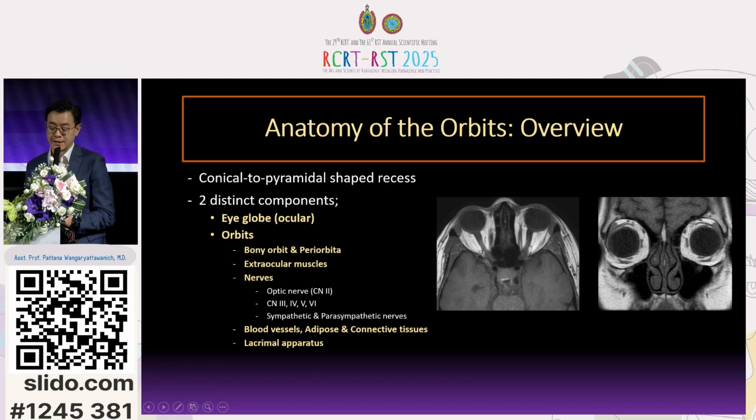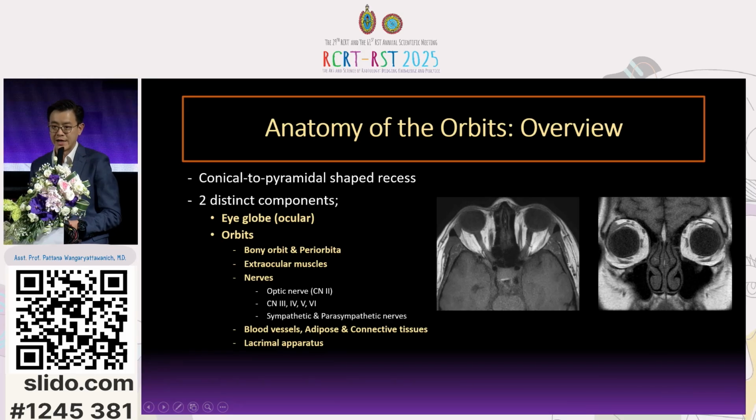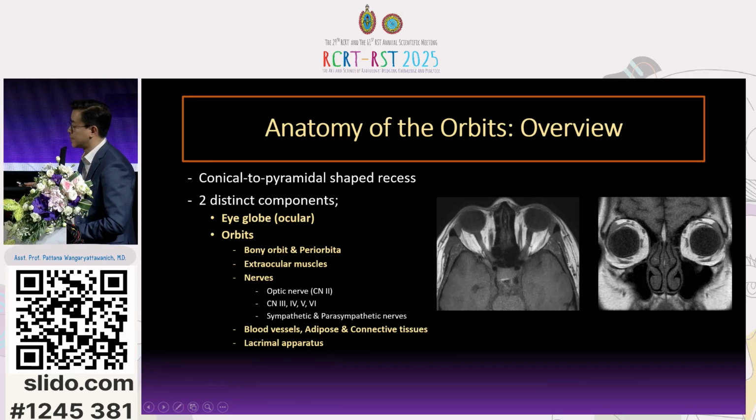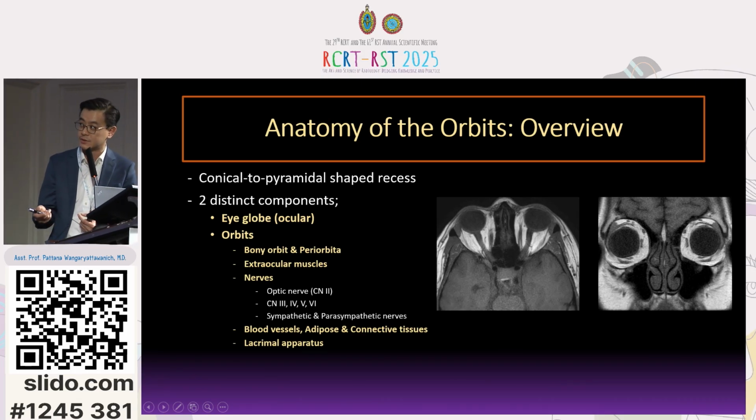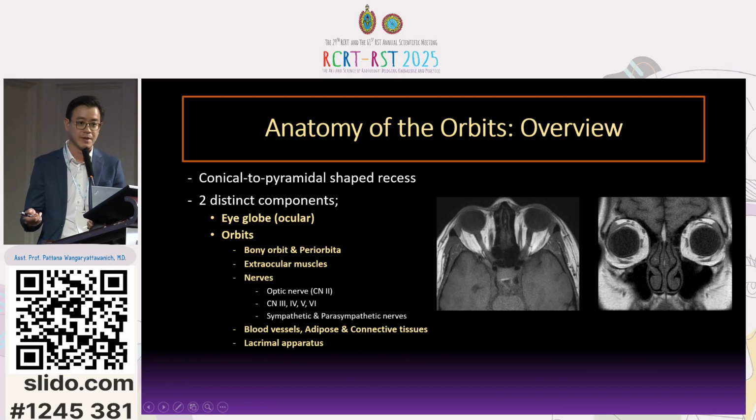And then the second component is the orbit, which includes other structures except the eye globe. So we have the bony orbit, we have the periorbita, we have extraocular muscles, multiple nerves, we have cranial nerve 2 or optic nerve, and we have other cranial nerves that supply the extraocular muscles and also the autonomic nervous system. We have some supporting connective tissue, including blood vessels, adipose, and connective tissue. And lastly, we have the lacrimal apparatus.